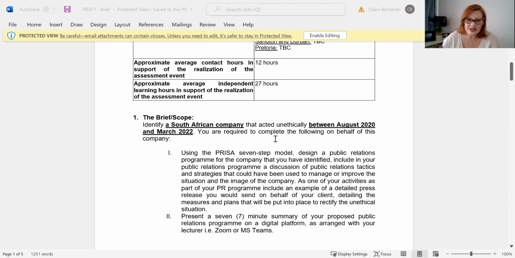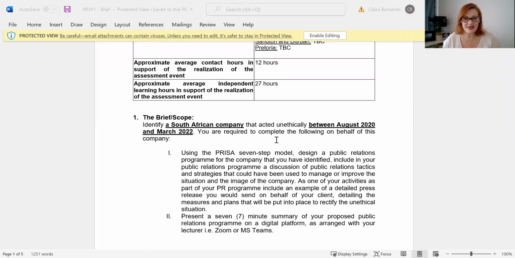Identify a South African company. So when we say South African, we mean a company that operates in South Africa. They could be a multinational company that started somewhere else, but as long as they have South African offices and they are represented in South Africa. So, and the whole assignment is about what they do and how they do it and how you will fix this situation for them in South Africa.